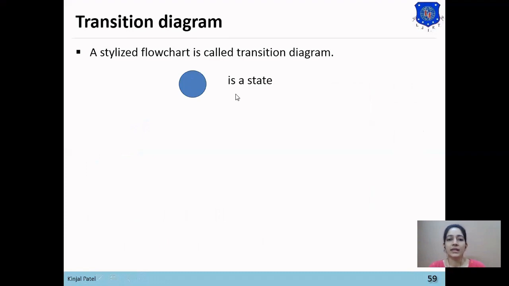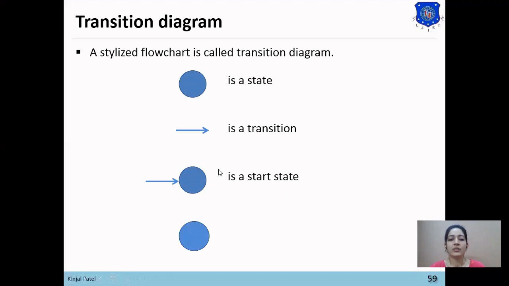So to represent a state, a circle is used, and to represent a transition, an arrow is used. To represent the starting state, an arrow and a circle are used, and to represent the final state, a concentric circle is used. So in a transition diagram, we just graphically show the regular expression.